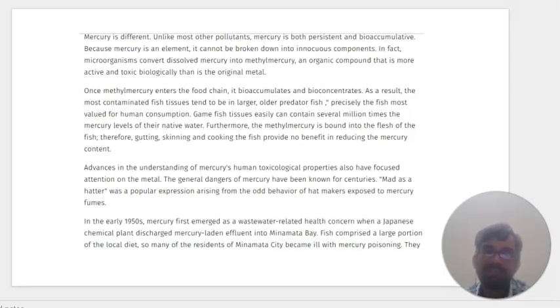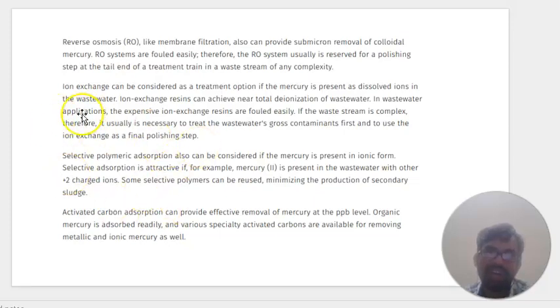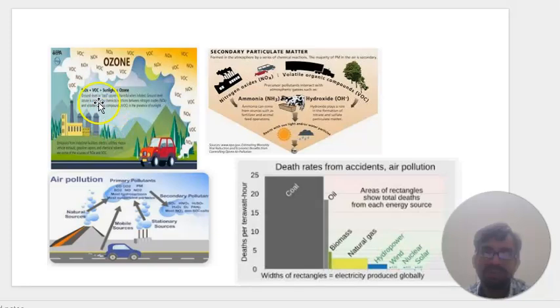This is very important for how pollution happens. Mercury is part of the theory of bioaccumulation. And this is how ion exchange happens, and reverse osmosis purification of water systems, ozone depletion, air pollution, and secondary particulate matter like nitrogen oxides and volatile organic compounds play a very major role in the contamination by hydroxyls and ammonia. And this is the energy source of many of these causes of air pollution.